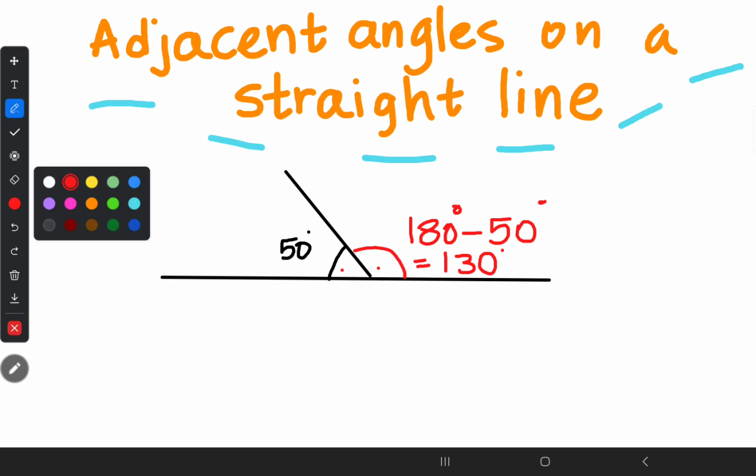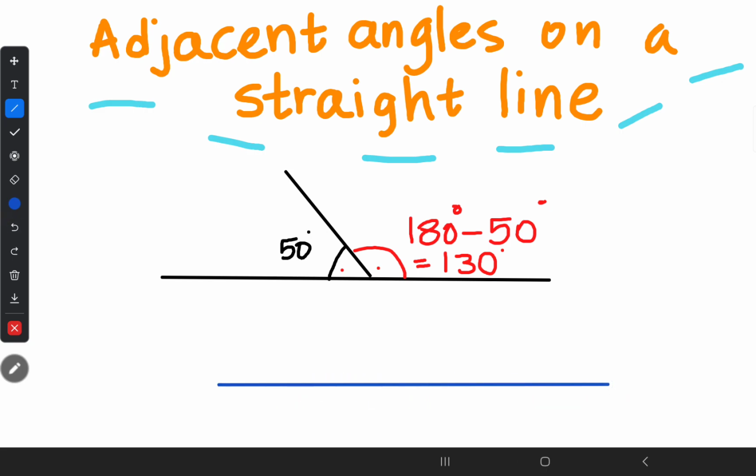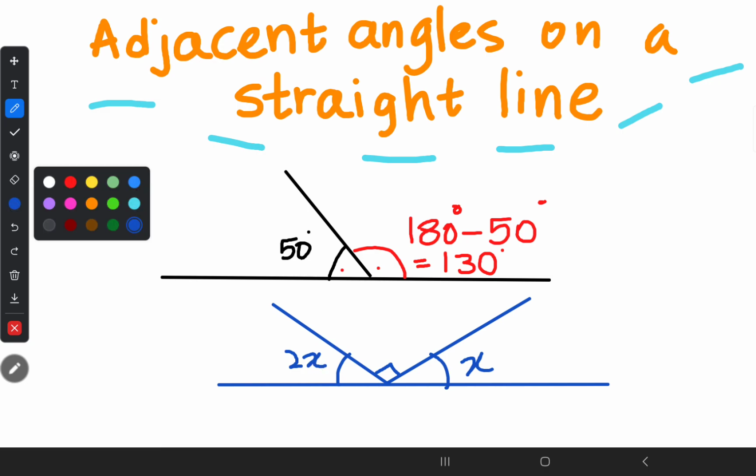Not only this, let's try one more example. When you split into three portions, okay, let's talk about three portions. This is your straight line. On the straight line, I'm going to split this into three parts. This is 90 degrees, this is x, and this is 2x. Likewise, I split the total angle into three different parts.